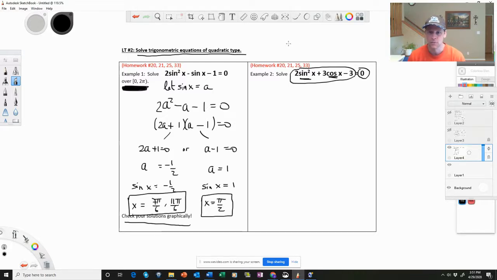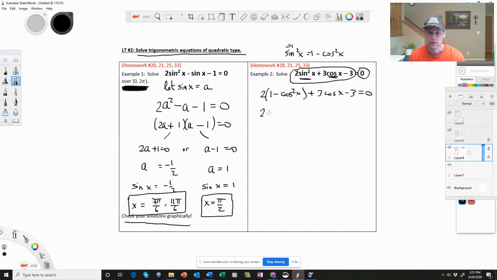One identity you might remember is that the sine squared of x equals 1 minus the cosine squared of x. That's the Pythagorean identity. You should have that one memorized. So now we could write this as 2 times 1 minus the cosine squared of x plus 3 times the cosine of x minus 3 equals 0. At this point, I would really encourage you to pause the video and try it yourself. You should be able to solve that.